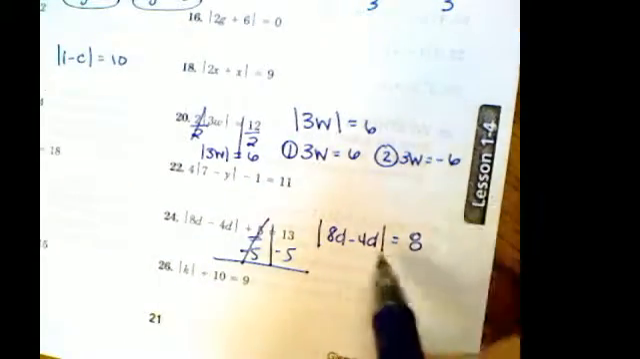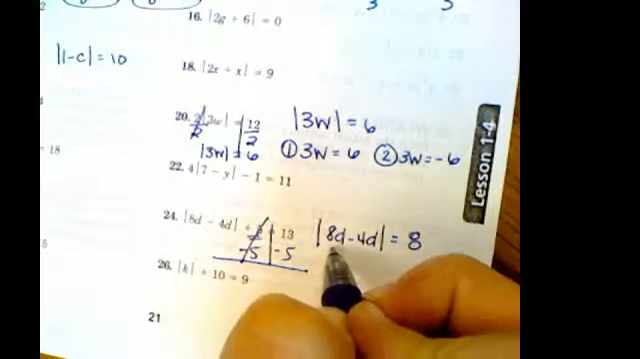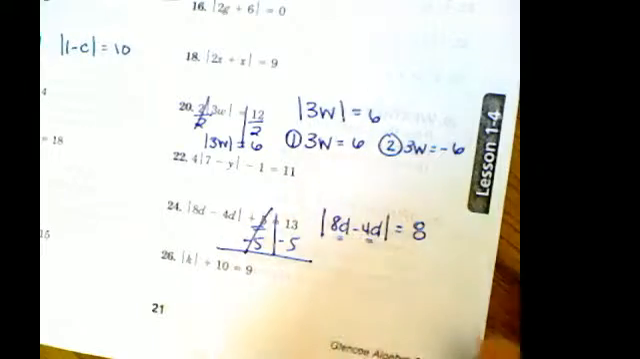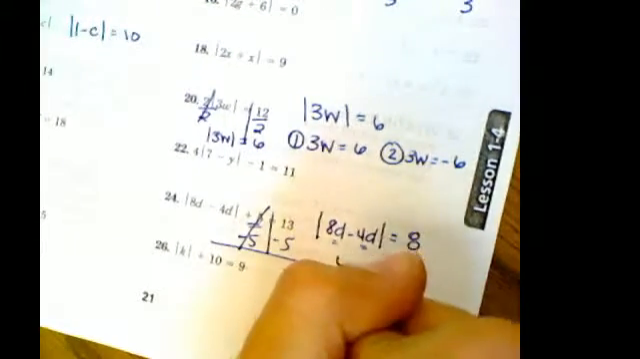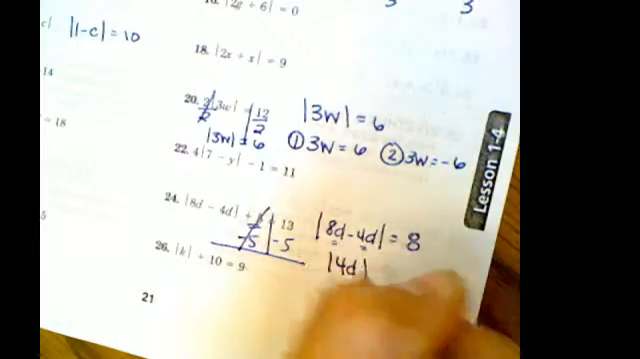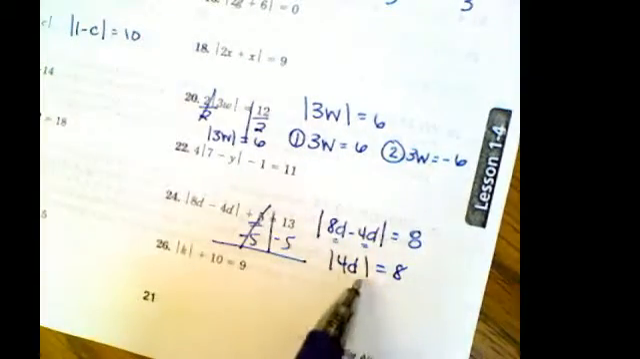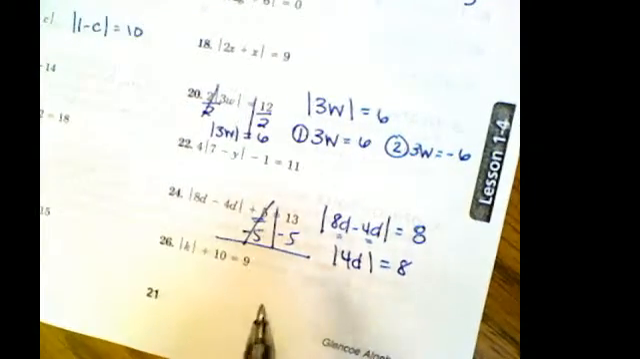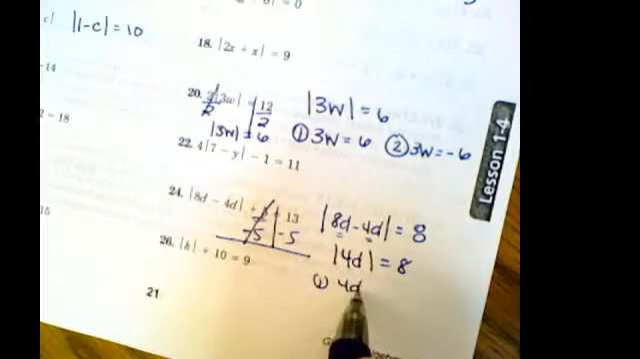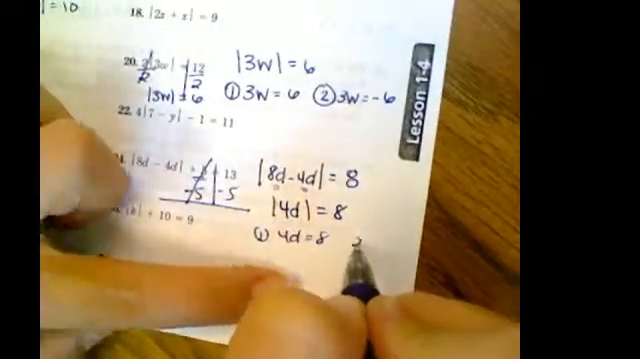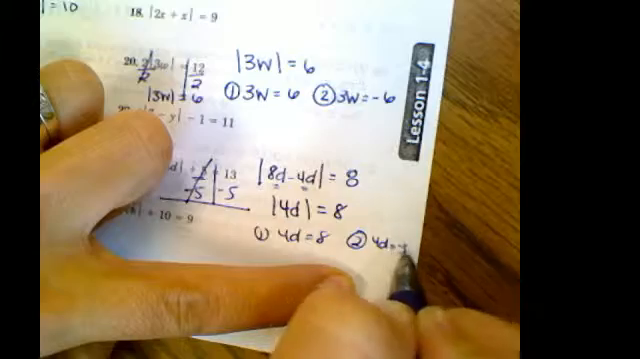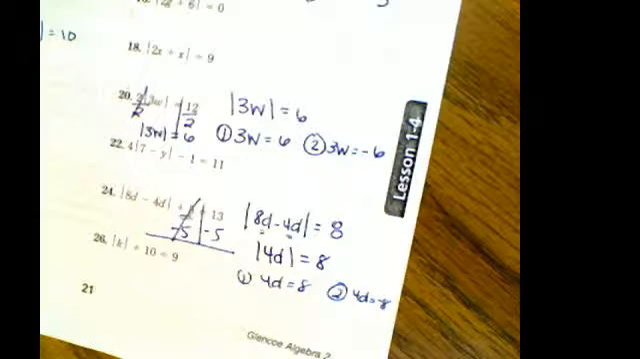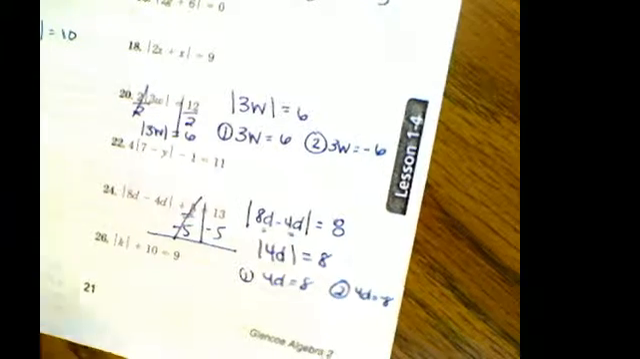So once I have everything on one side and I just have the absolute values, I should do like terms too if I have anything in the absolute values. So what's 8d minus 4d? And again, I don't have you guys here, bummer, right? So 4d equals 8. And notice this again is the same thing that we did back here on example 13. Split this into two equations and go ahead and solve for d. Okay, so why don't you go ahead and try example number 21.